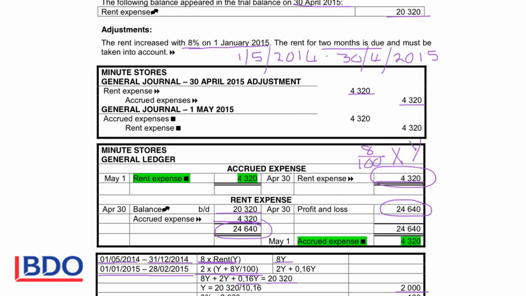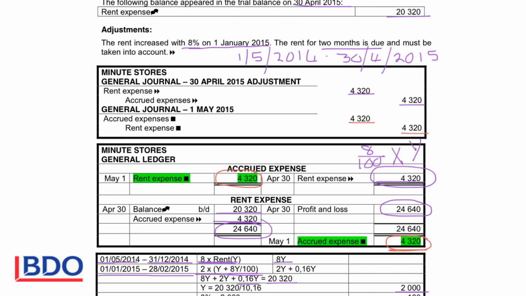So because accrued expense is on the credit side, if I want to remove it out of this liability account, I have to debit accrued expense on the first day and then credit rent expense with 4,320. In the general journal, I will show that accrued expense is debited and rent expense is credited. So if you remember that accrued expense is a liability, then you know that a liability has a credit balance. So the reverse entry for a liability will always be on the credit side of my expense account.